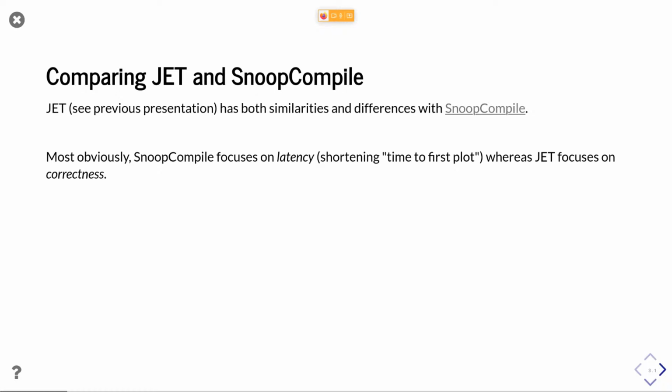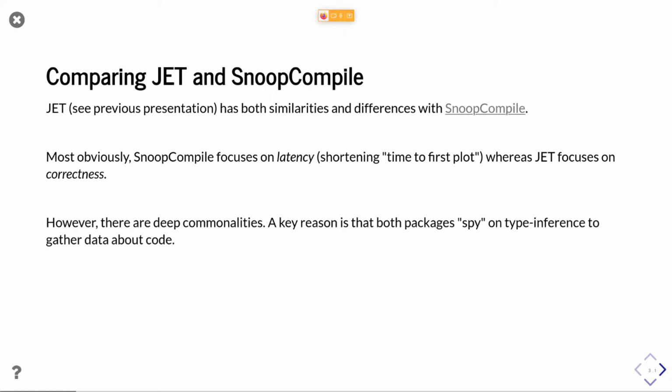SnoopCompile focuses on latency, whereas JET focuses really on correctness. But in fact, under the hood, there are many more commonalities than there are differences between them. And the key reason is that both of them, and Shuhei and I collaborate on a bunch of stuff together for that reason. A key reason is that both packages spy on type inference as a means of gathering data about code. So both differ in the use that they put that data analysis to, but even the mechanism they use to spy on type inference actually differs.